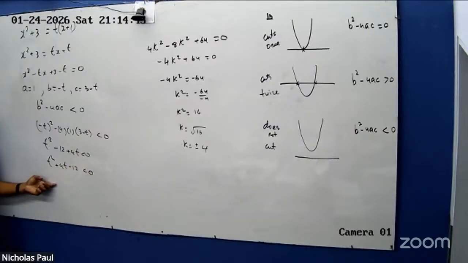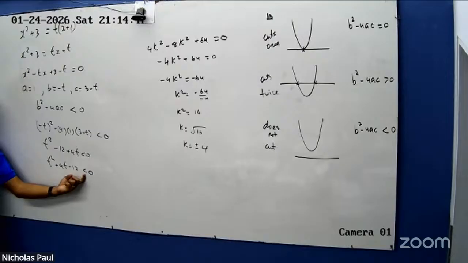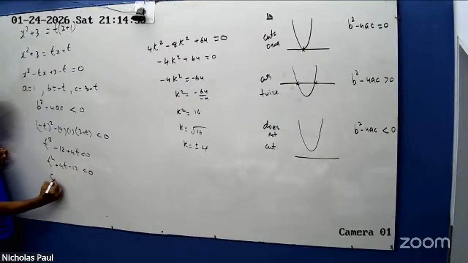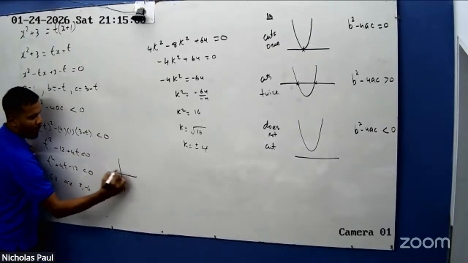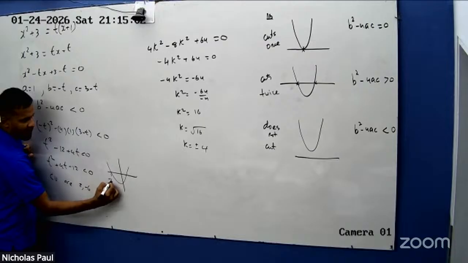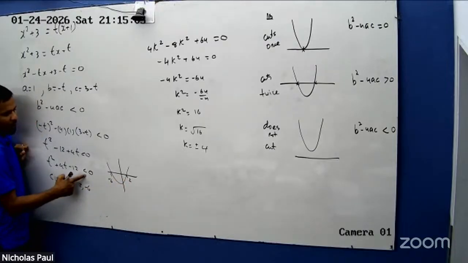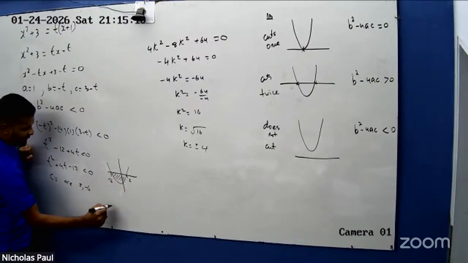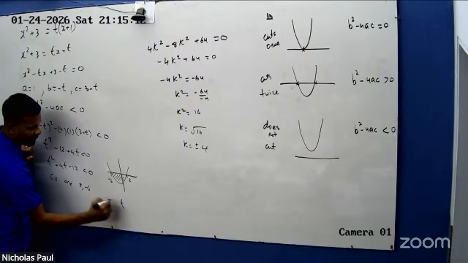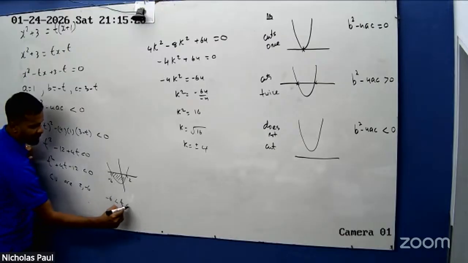So what do we have here? Inequality, right? So we need the critical values. What are the critical values here? 2 and minus 6. Last step. Write here minus 6. Write here 2. They want less than 0. So less than 0 is all the values between minus 6 and 2.